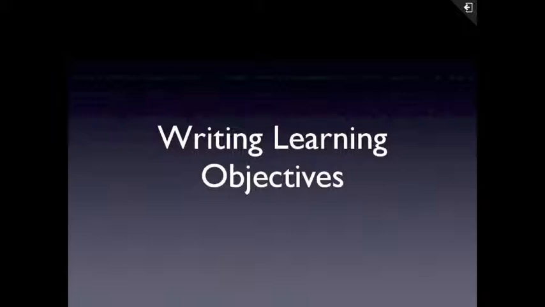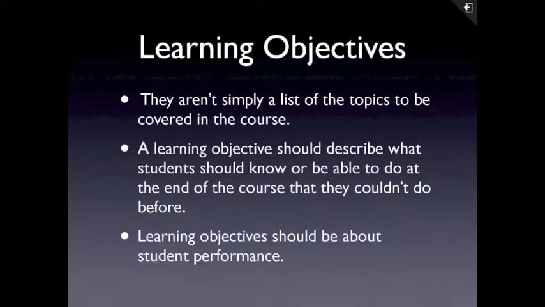Objectives. One thing they aren't is they're not just a list of topics that you're covering in your course. They're more in depth than that. A learning objective should describe what students should know or be able to do at the end of the course or the lesson that they couldn't do before. I think it's probably pretty much how we all understand objectives anyway. It's something they should be able to do or know when we're finished teaching them.